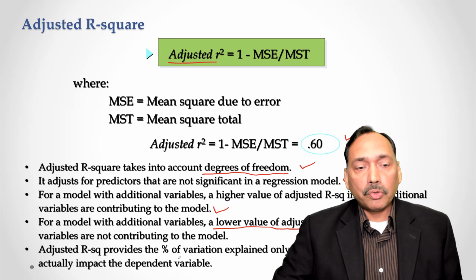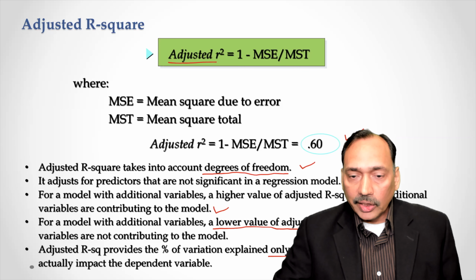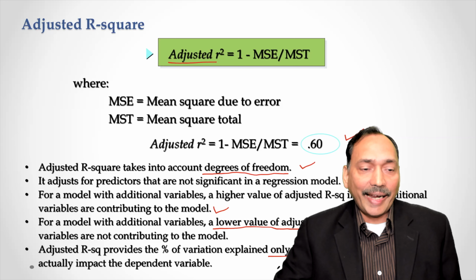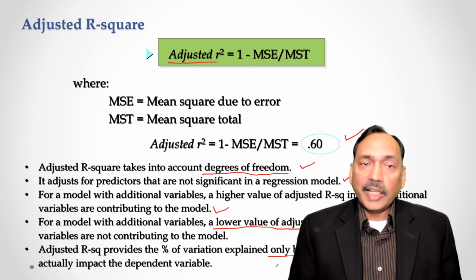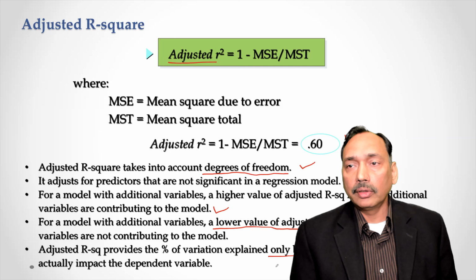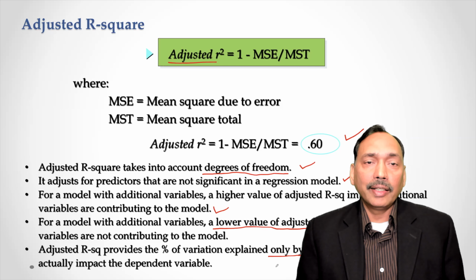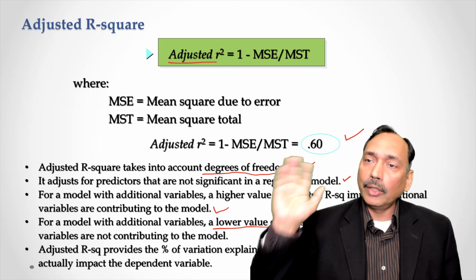So adjusted R square provides the percentage of variation explained only by the independent variables that actually impact the dependent variable. So that's how it deviates from R square, and that's why sometimes, especially with multiple regression, people rely more on adjusted R square and not that much on R square, because R square will go up every time you add a variable.